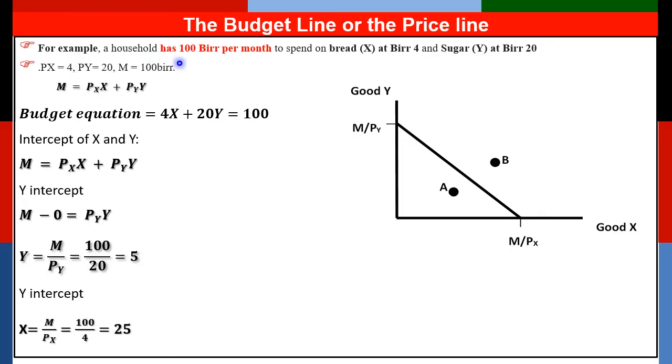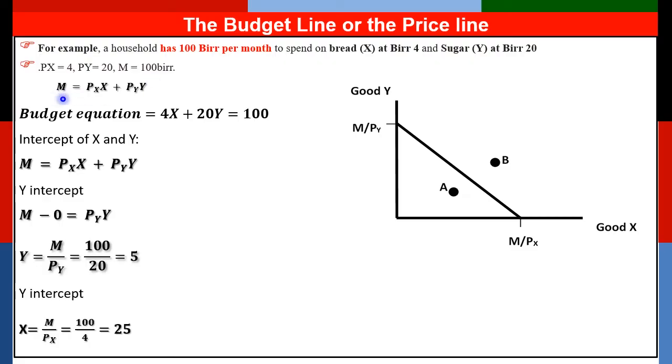For example, a household has 100 birr per month to spend on bread, let's say X at birr 4, and sugar, let's say Y at birr 20. Therefore, the price of X is equal to 4, the price of Y is equal to 20, and the income is 100 birr. Based on the above equation, we can formulate the budget line equation. M is equal to price of X times quantity of X plus price of Y multiplied by amount of Y. We already have the price of X and Y and the income here.